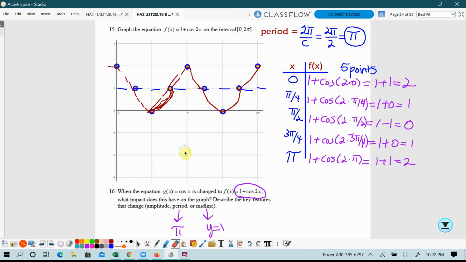I'll take out the extra stuff that I added in here. And there you go. There's your cosine graph. And that's how you would graph it with transformations.